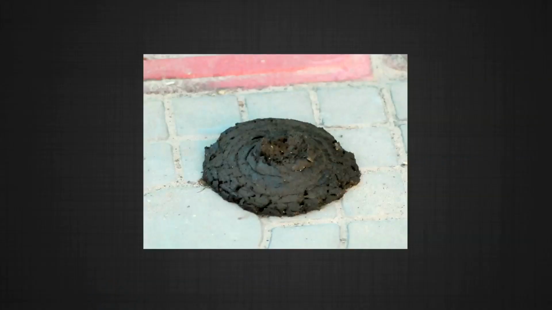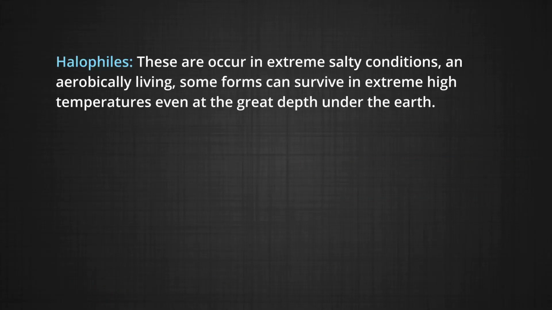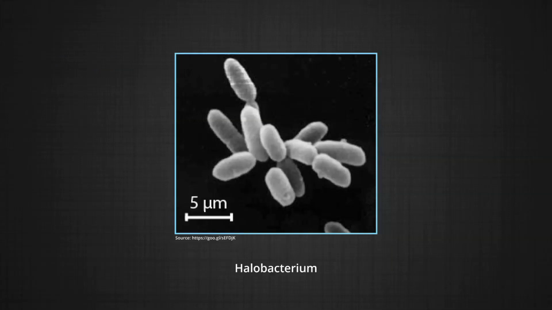When mixed with waste of animals like cow and buffalo dung, some examples of archaebacteria have a cell wall in their cells, while some examples don't have a cell wall. In some forms, the cell wall is made up of non-cellulosic polysaccharides, while in some it is made from proteins. Halophiles. These occur in extreme salty conditions and live aerobically. Some forms can survive in extreme high temperatures, even at great depth under the earth. Some examples of halophiles are Halococcus and Halobacterium.